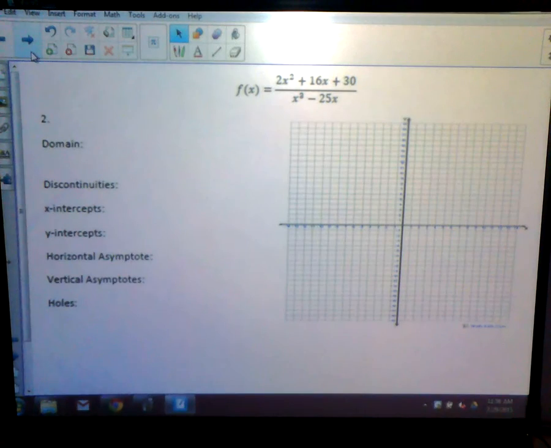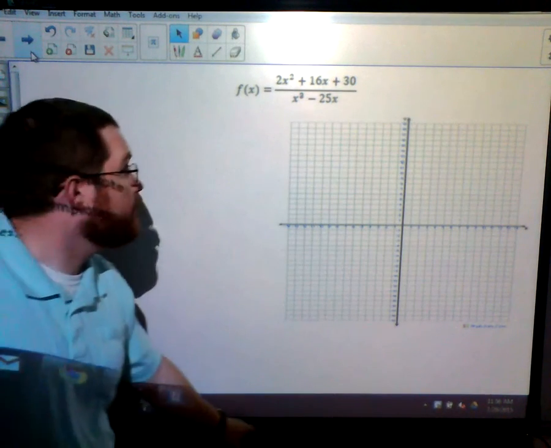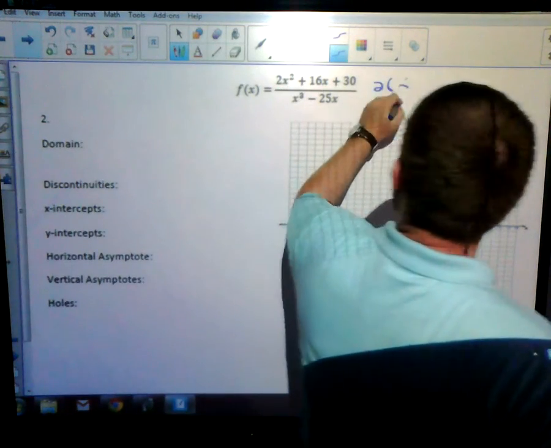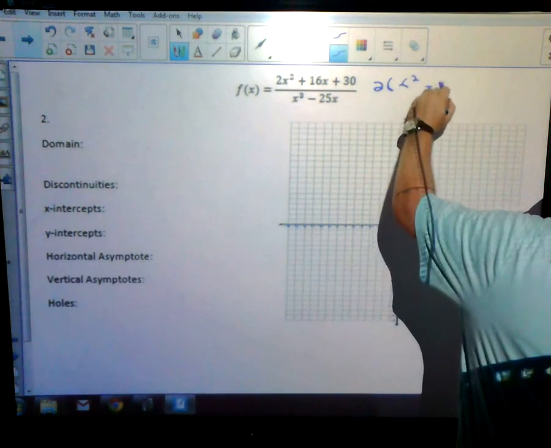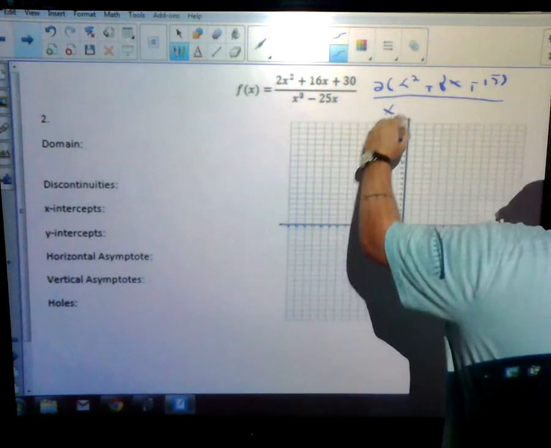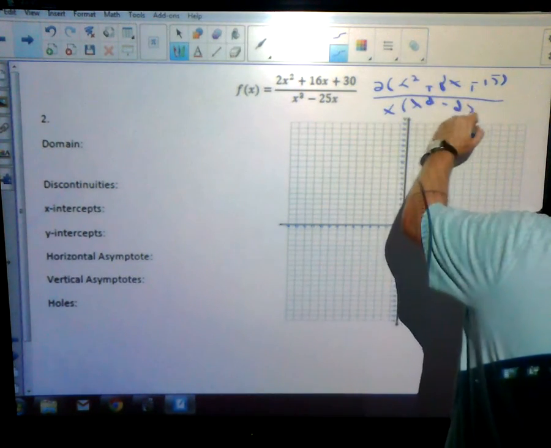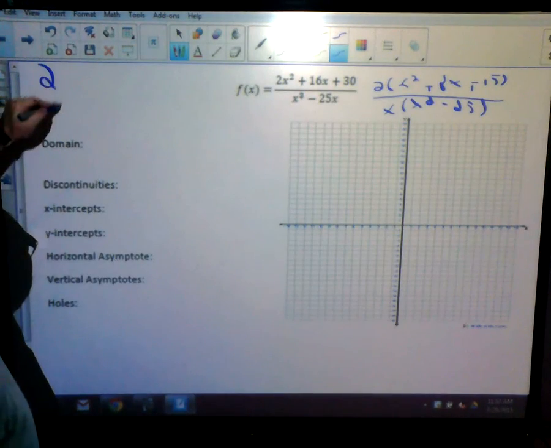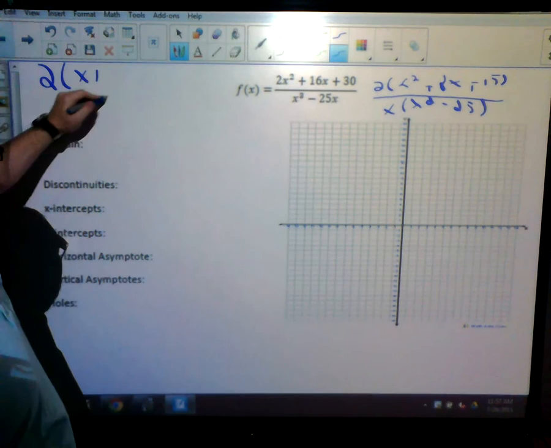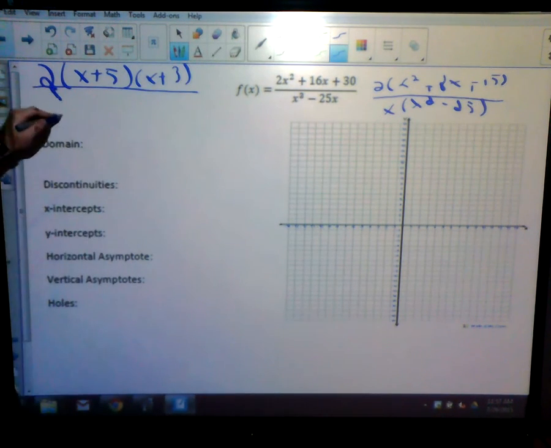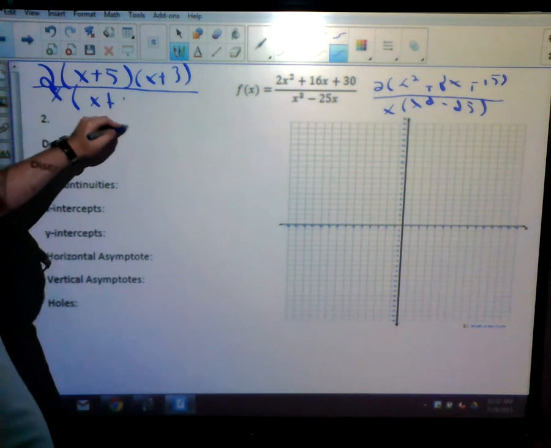Let's try one more. Let's factor everything. The top I can pull out a 2. That leaves me an x squared plus 8x plus 15. And on bottom I can pull out an x. That leaves me an x squared minus 25. So on top I've got a 2, an x plus 5, and an x plus 3. And on bottom I've got an x plus 5, and an x minus 5.